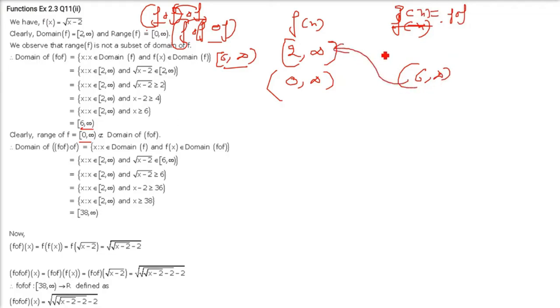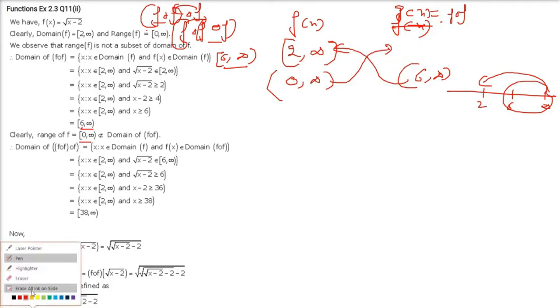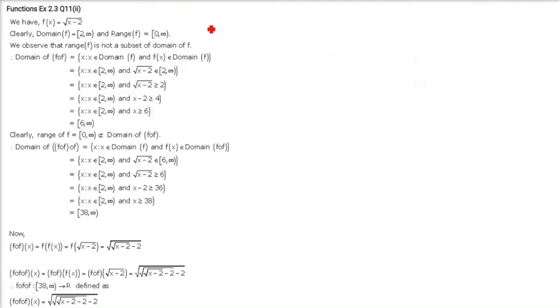So what is the criteria here? The criteria here is that the f o f range should be in the domain 2 to infinity. Or if you take f o f of f, that means 0 to infinity should be a subset of the domain of f o f, which is 6 to infinity. So 0 to infinity is not inside 6 to infinity. So the same thing we are going to do, the same thing which I just told you. So how to find out when 0 to infinity is not coming inside 6 to infinity.